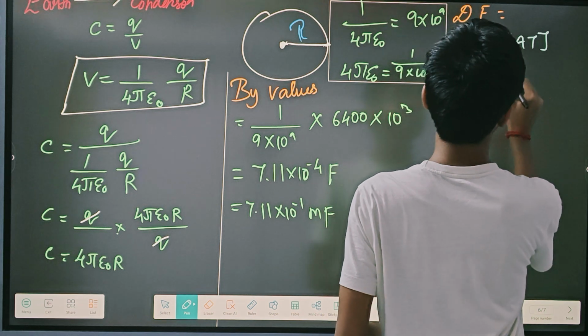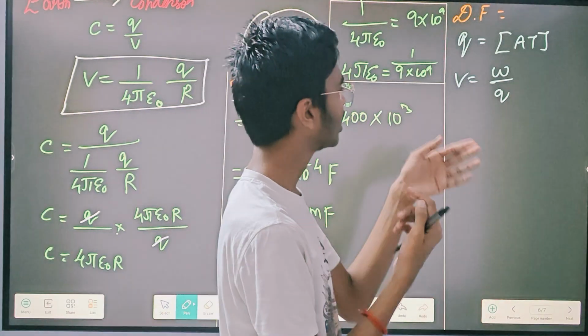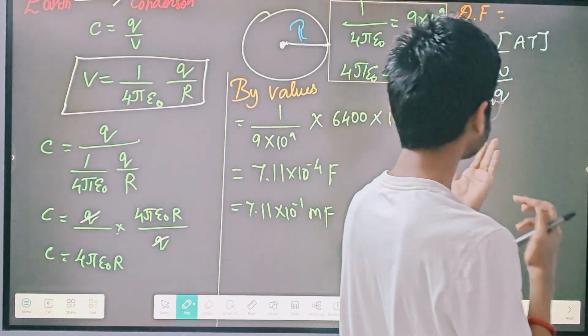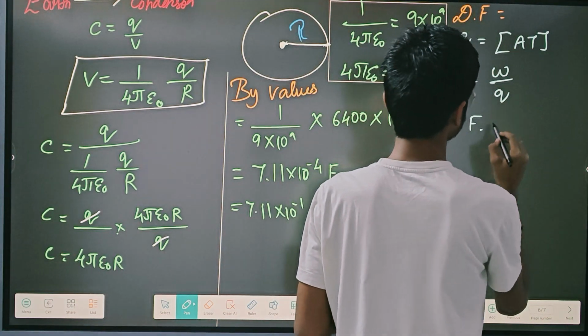V is work done by charge. Actually, I already know it's work done by charge, but I thought of just copying the values. It's okay, we will just work it out. So for work done, what will it be? It will be force into displacement, right?